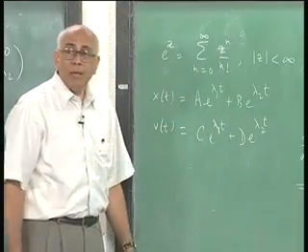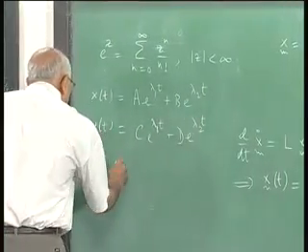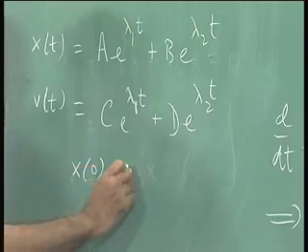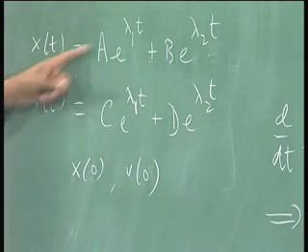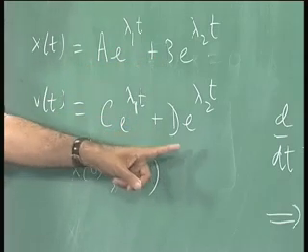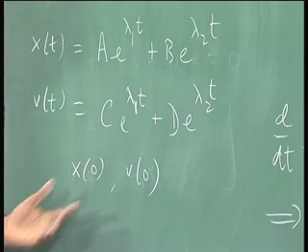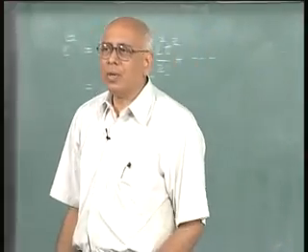I have a little puzzle here. We started by saying I give you x of 0 and v of 0, and I end up with solutions which look like this, but there are 4 arbitrary constants here, a, b, c, d, but I give you only 2 pieces of information. How am I going to determine 4 constants from 2 pieces of information?